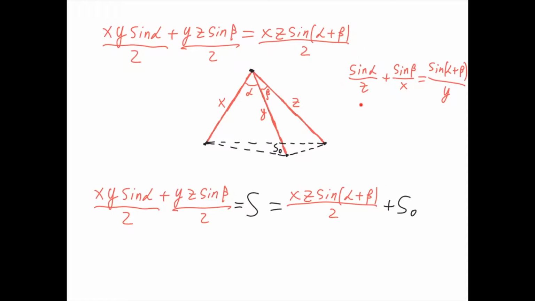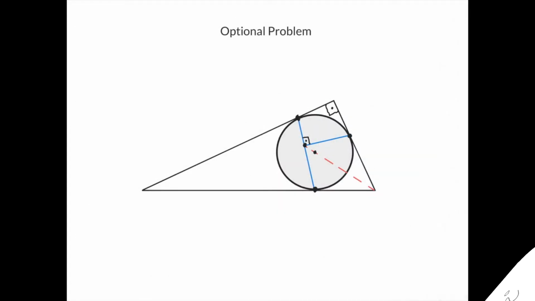But if we know that this is true, and we know that this is true, therefore this part will cancel out with this part, leaving 0 on this side and S0 on that side, which means that S0 is 0, or that this point lies on this line, which we had to prove. This is the optional problem.